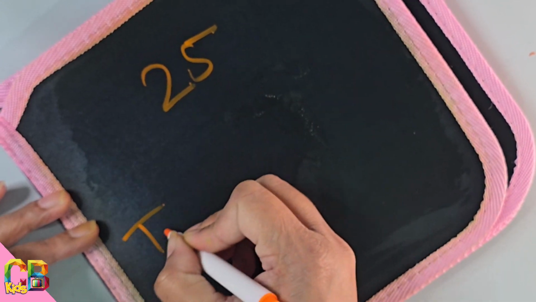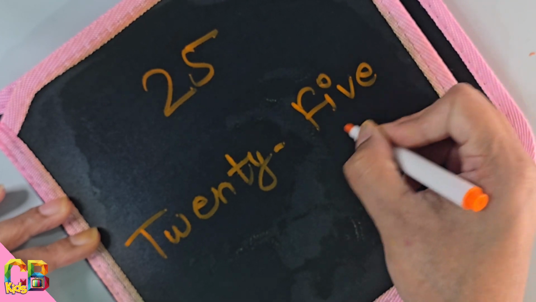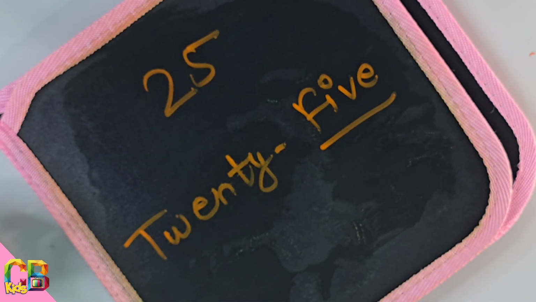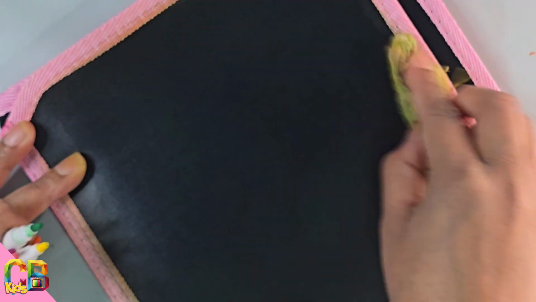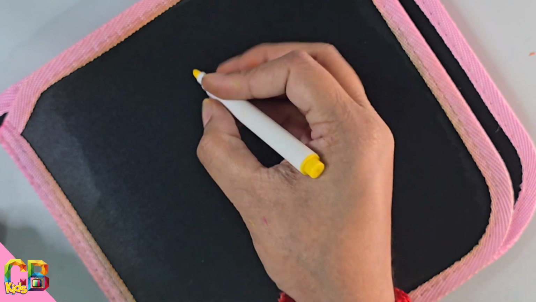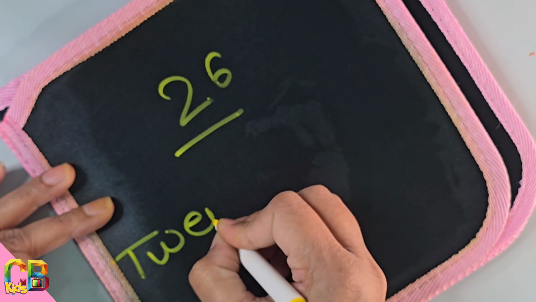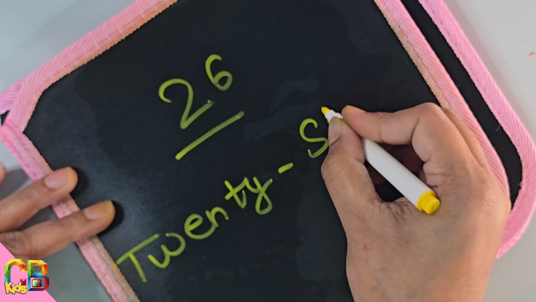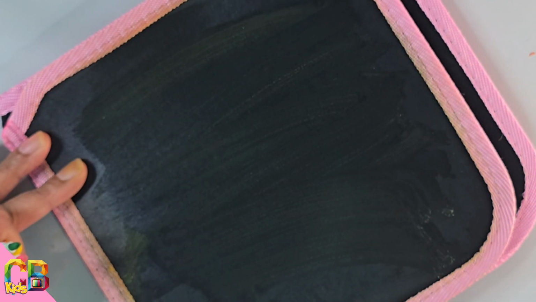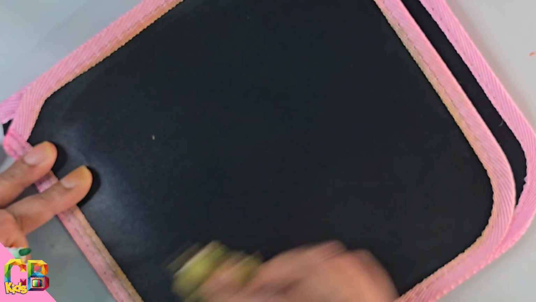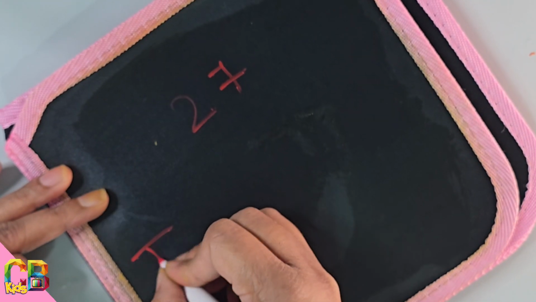Now let's move to another number which is going to be 25. TWENTY, 20, FIVE, 5, 25. Now let's move to another number which is going to be 26. 2, 6, 26. TWENTY, 20, SIX, 6, 26. Now let's move to another number which is going to be 27.